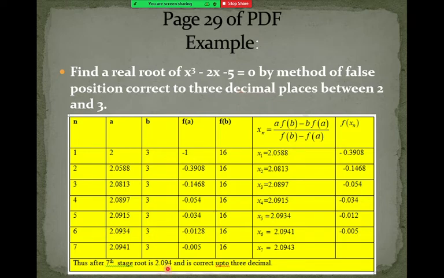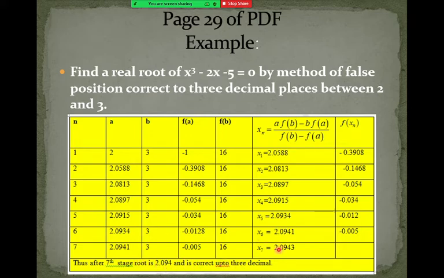This answer is correct to the real root up to 3 decimal places. So that is what we are saying. Any idea? Sir, f of a, there is nothing with f of a there. This is f of a you are saying. Okay. Why is this correct up to 3 decimal places?